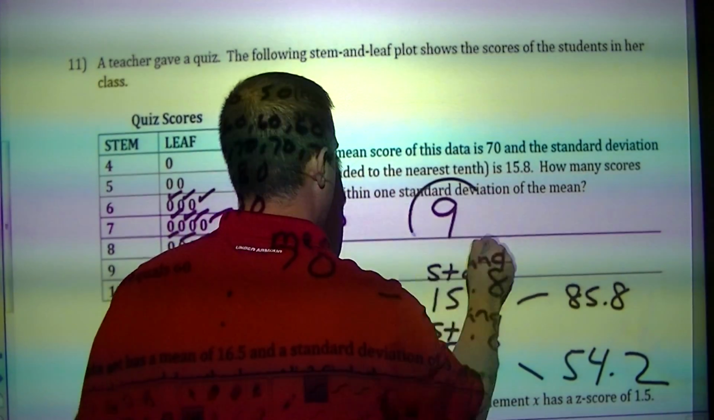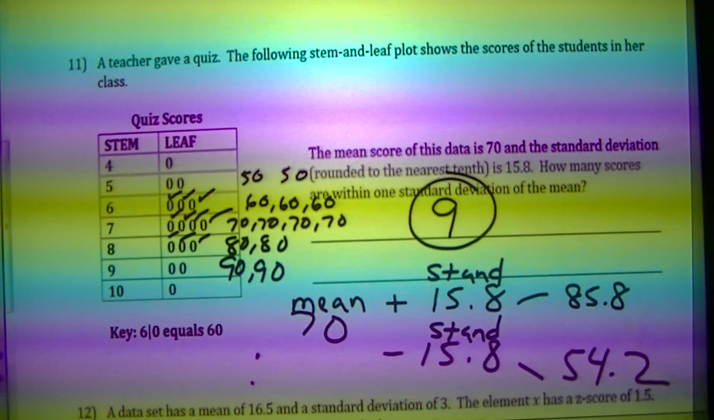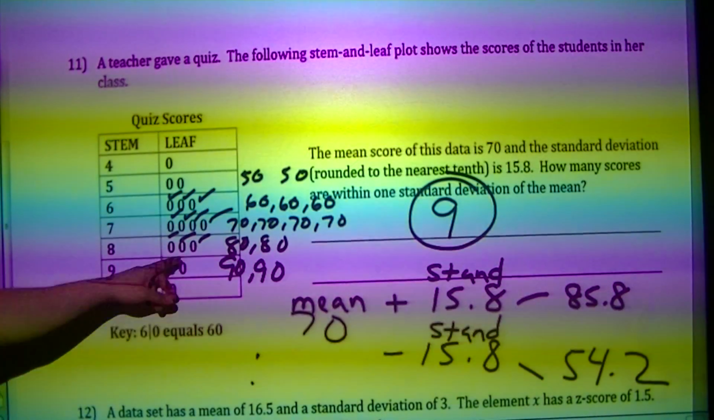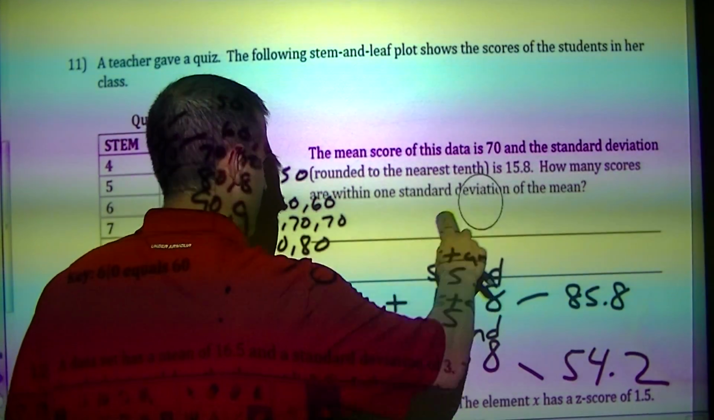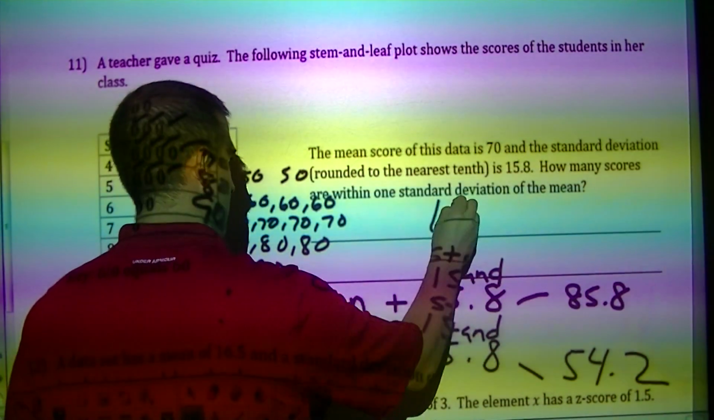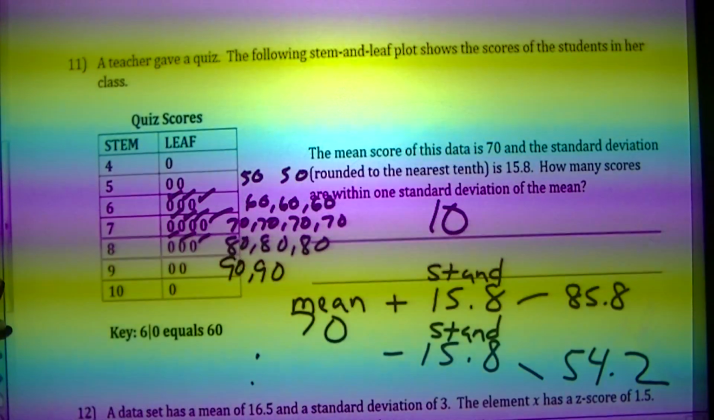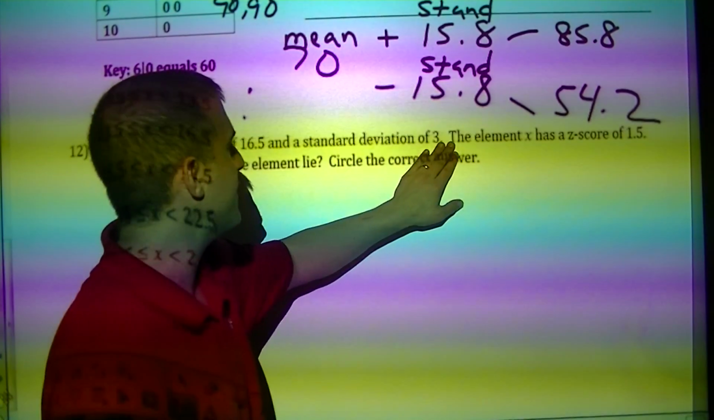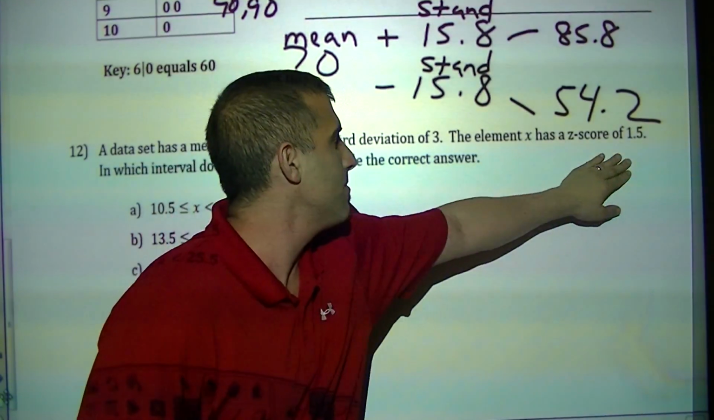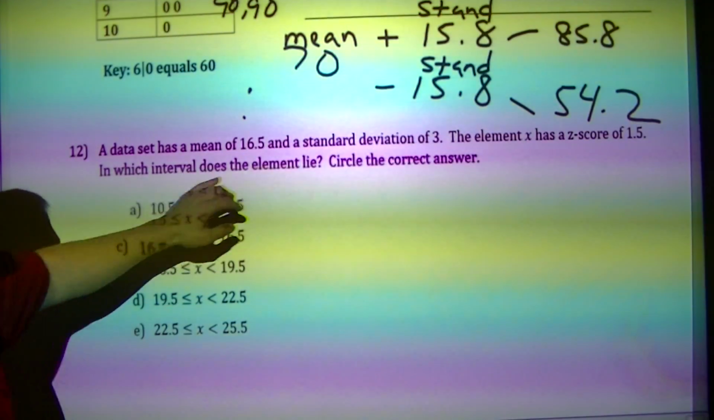Okay, so 9 total terms are going to fall. Actually, I'm sorry, that should be another 80. So that should be 10 total terms. Okay. A data set has a mean of 16.5. The standard deviation is 3. The x has an element, has a z-score of 1.5.